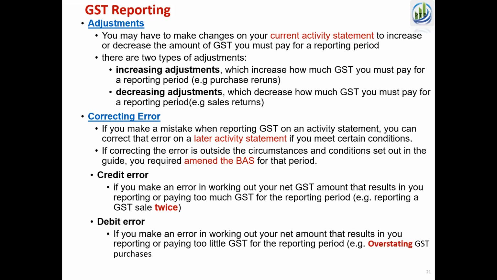There is a credit error, which means you worked out the net GST amount and you're reporting paying too much GST in the reporting period. For an example, you paid GST twice on sales, or instead of 500 in sales you put 5,000. That's called a credit error. A debit error means you made an error working out your net amount, and you're reporting paying too little GST, so overstating your GST purchases. You claimed more, and now you want to pay back. That's called a debit error. So it depends on how much the amount is whether you do the amendment or correct it through the activity statement. This is called corrections.